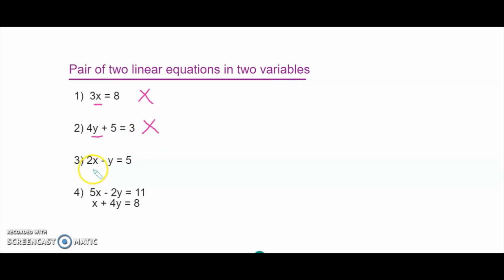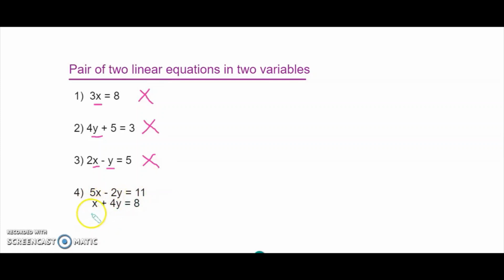Let's go to the third equation. It's 2x minus y equals 3. We have two variables, x and y. So yes, we got a linear equation in two variables. But then the heading says pair of linear equations. That means I should have two equations in two variables. But here in the third question, I have only one equation with two variables. So again, this is not the one which we are looking at.